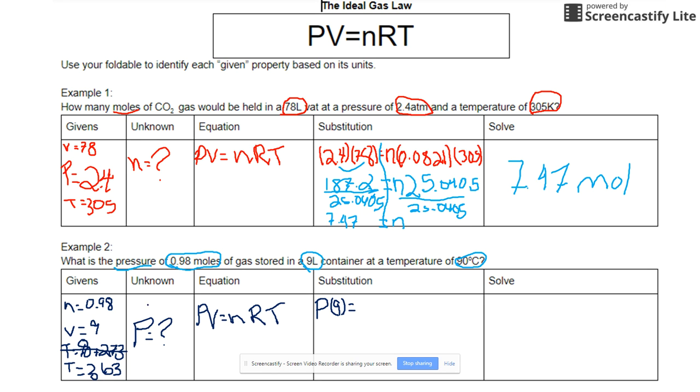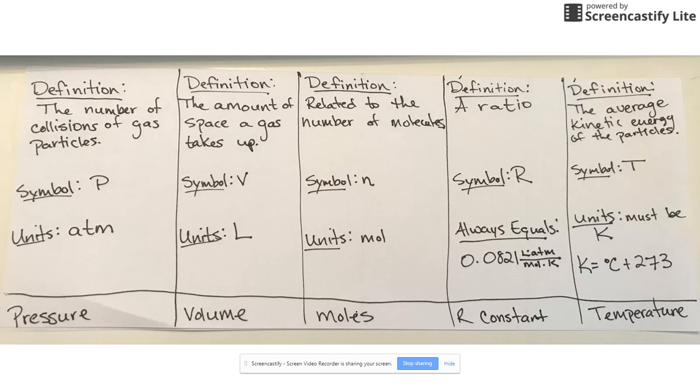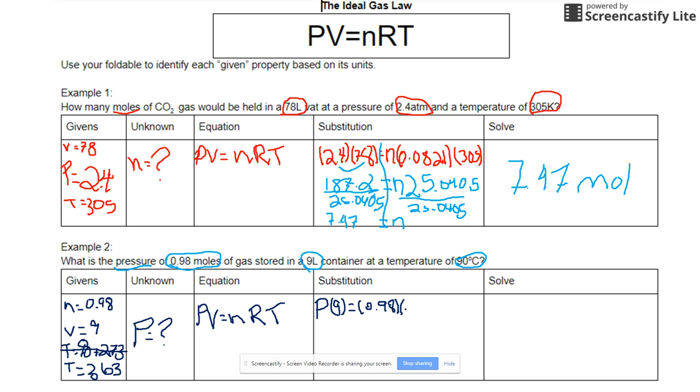N, I know what that is. 0.98. R, not a given, not an unknown. Let's double check our foldable. R, always this number. Okay, so we always know what R is. It usually won't give it to you in a question, but it's always going to be 0.0821.